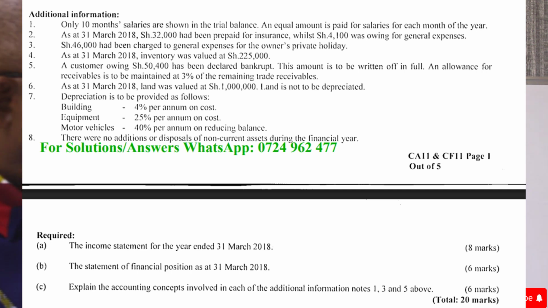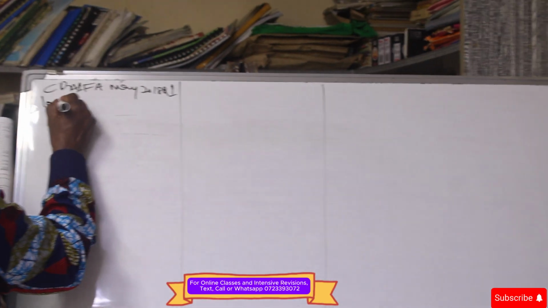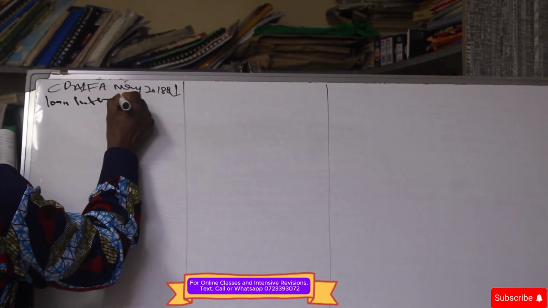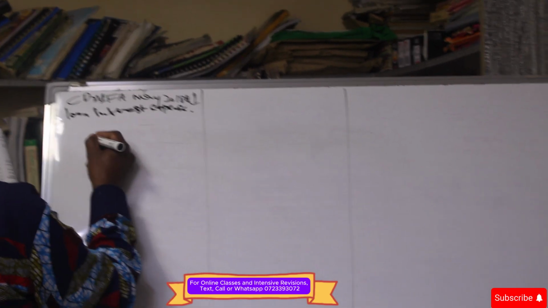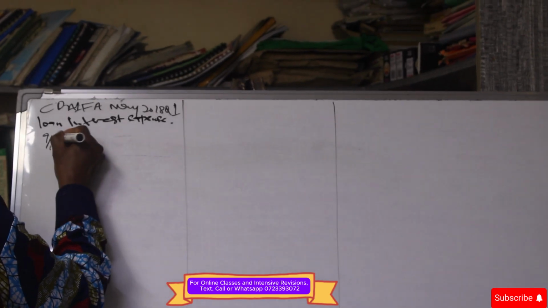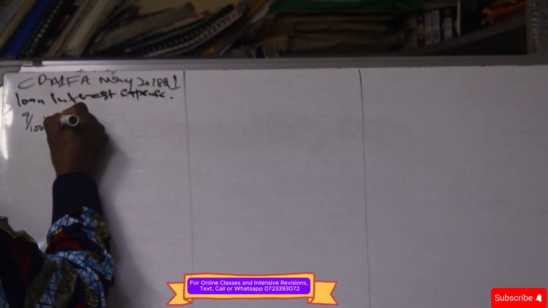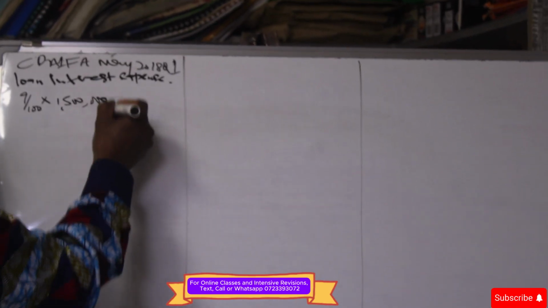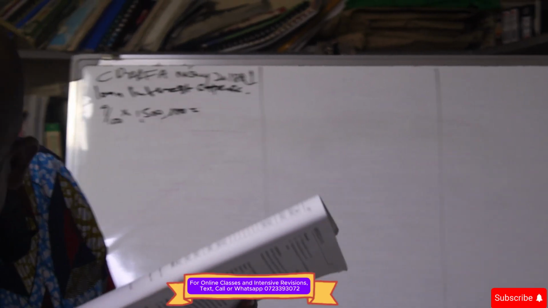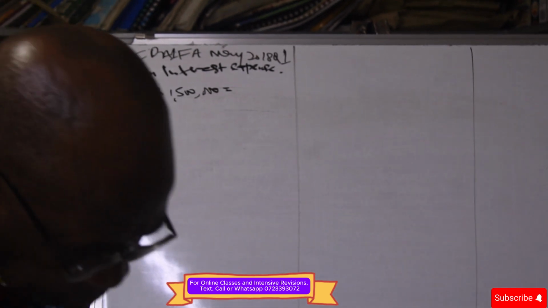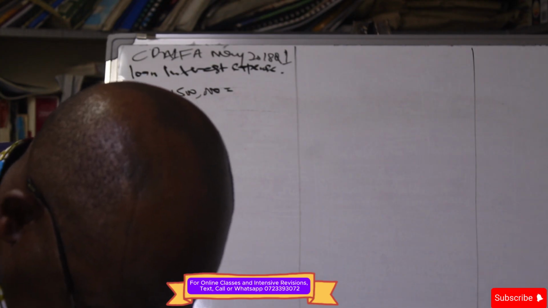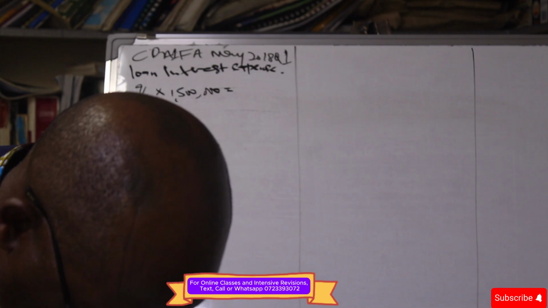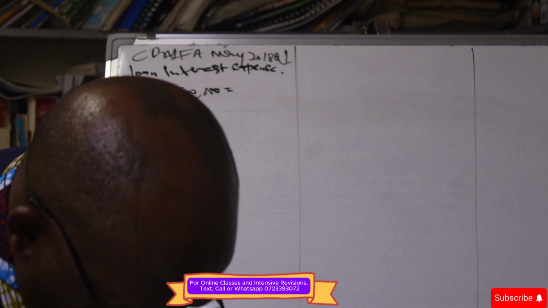So quickly, we do our workings, and the first working you deal with is loan interest expense. We are told our loan is 9%. So 0.09 of 1,500,000 gives us 135,000.